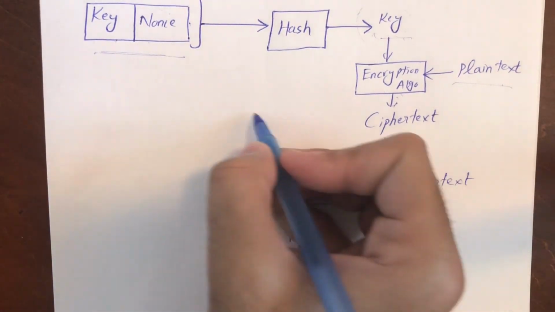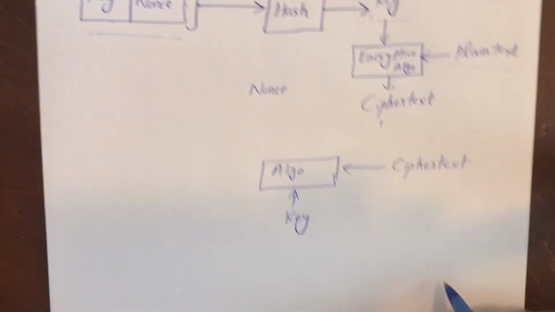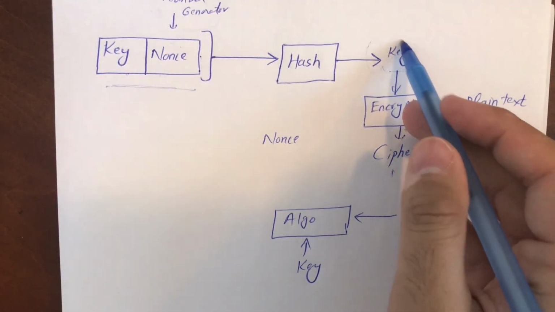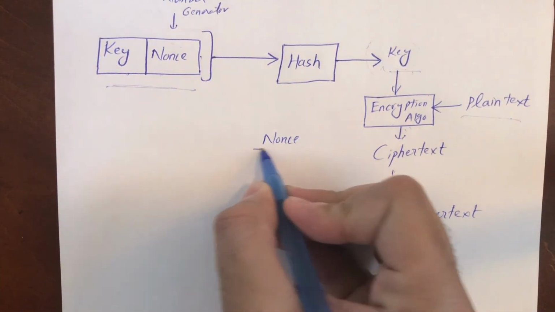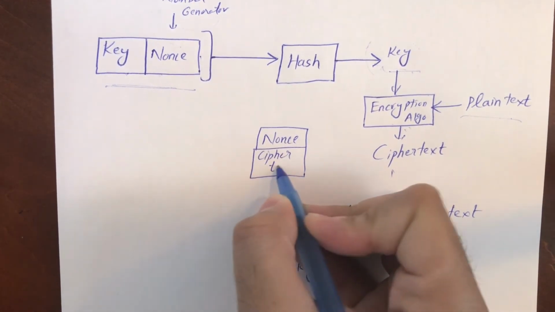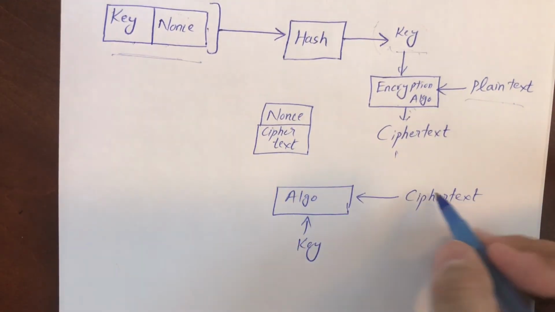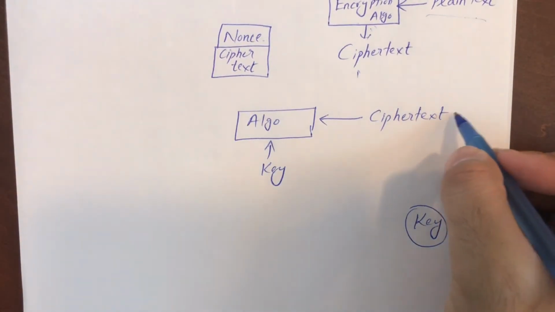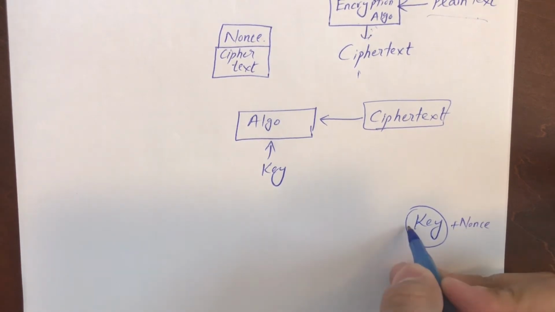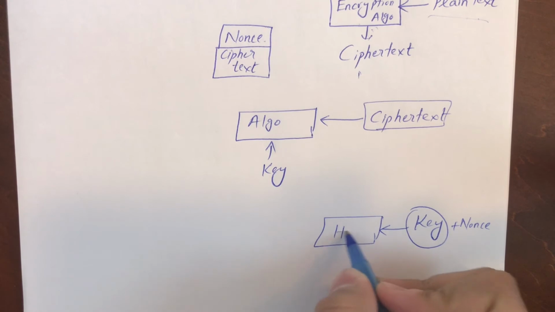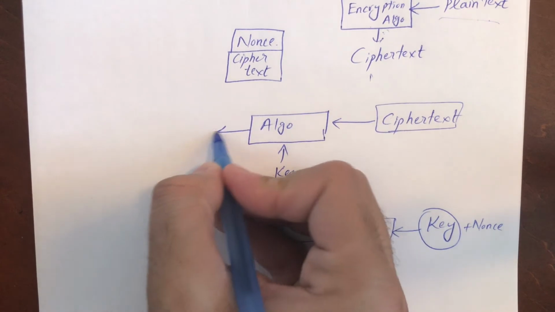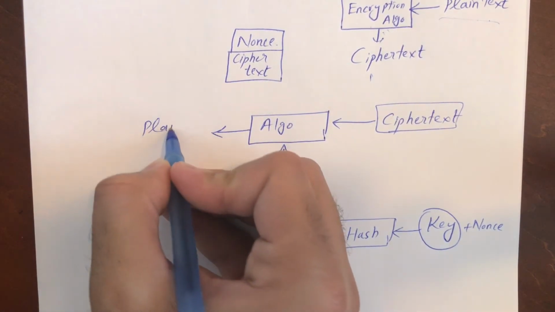The sender has to send the nonce. We are assuming that the receiver already has this secret key, but we have encrypted by using a nonce as well. So we have to send the nonce plus the ciphertext to our receiver. Once the receiver receives the ciphertext and the nonce, the receiver will detach them, add the key plus nonce, calculate the hash, generate this key, and then decrypt the ciphertext and have the plain text back.